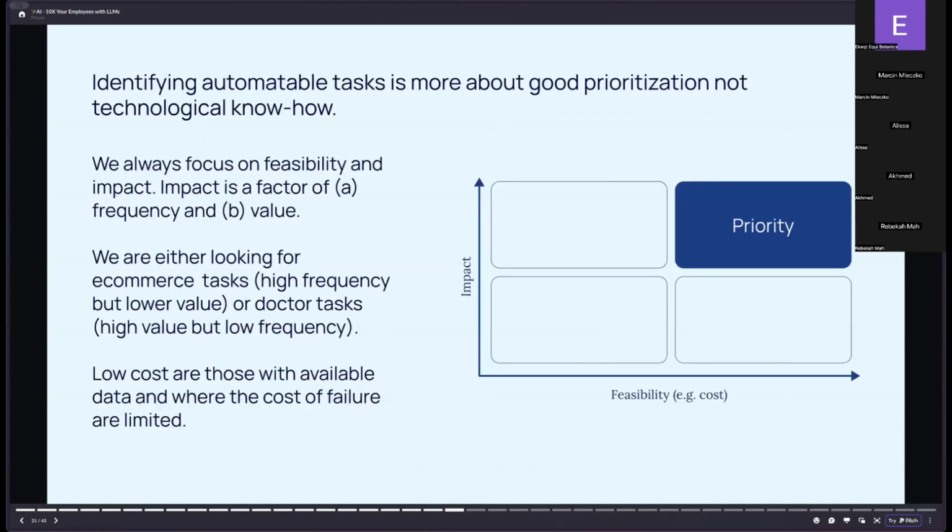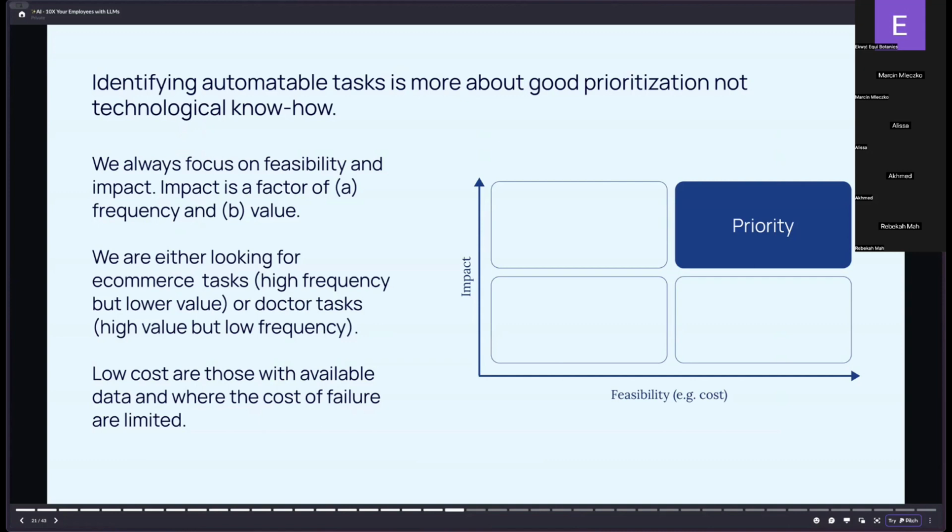And once you have a list of tasks, identifying the most suitable ones is about good prioritization and not really the technological know-how. So basically what you're already doing in your day-to-day. And you want to assess two things. On the one side, it's the impact, which is a combination of frequency and value.